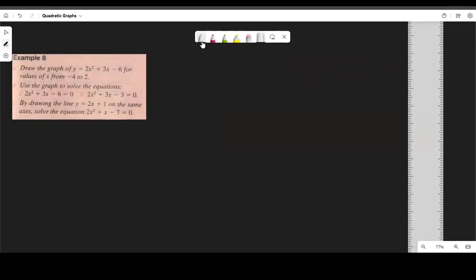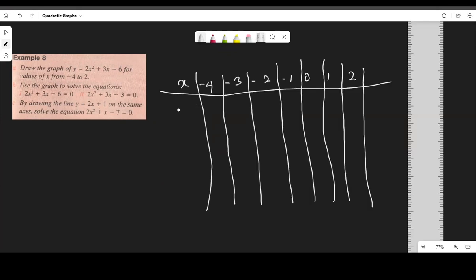And the final example here. You say draw the graph of y equal to 2x squared plus 3x minus 6 for values of x from negative 4 to positive 2. So let's draw the table of values. Negative 4, negative 3, negative 2, negative 1, 0, 1, and 2. I have 2x squared and 3x and negative 6, which is a constant.